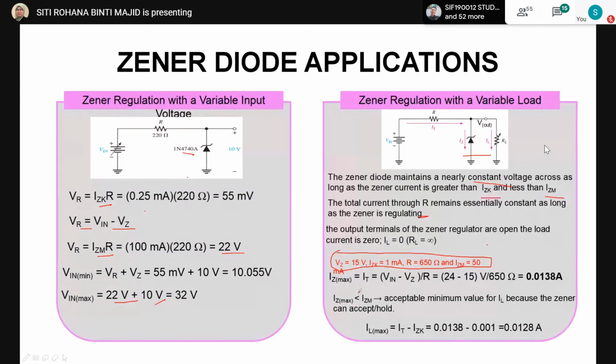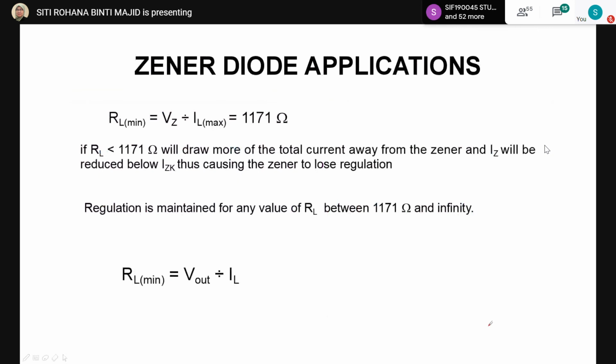Okay, and IZ max should be smaller than IZM, which is this. If we get this, that means the value is an acceptable minimum value for the IL, because the zener can still operate or can hold the current. So in that case, we can also calculate IL max, which equals IT minus IZ, and we will get this value.